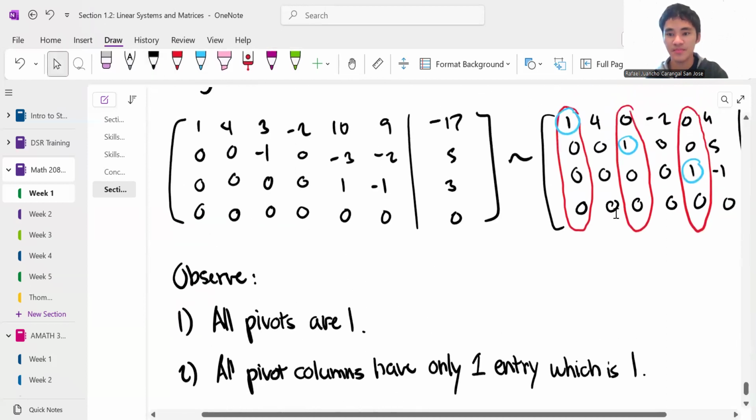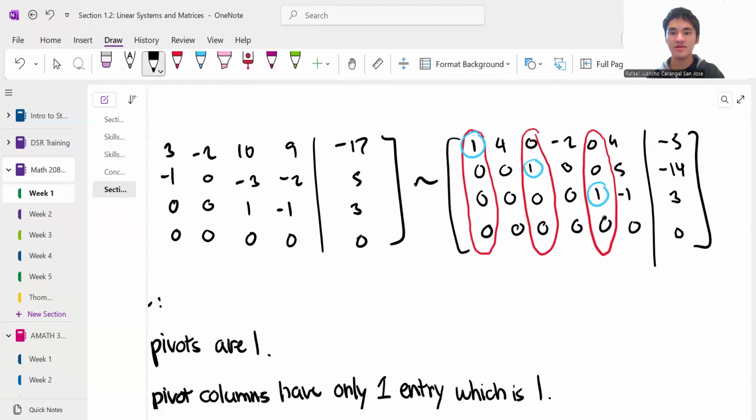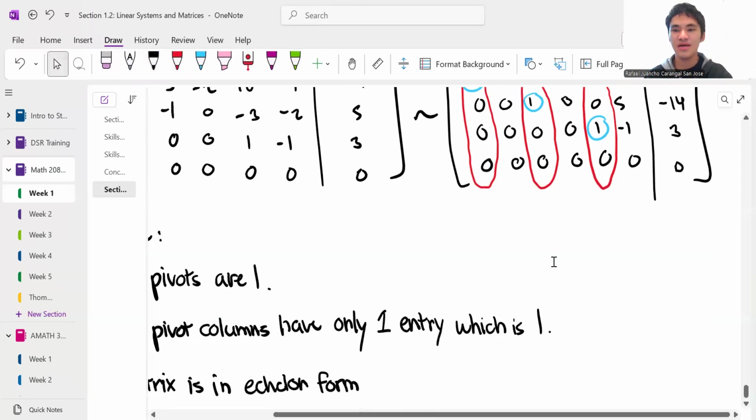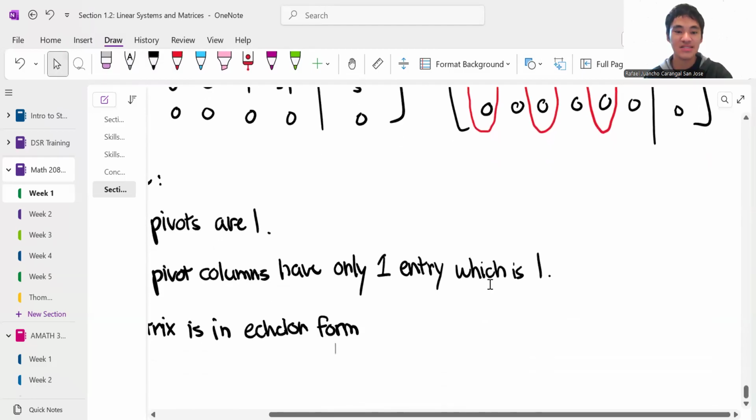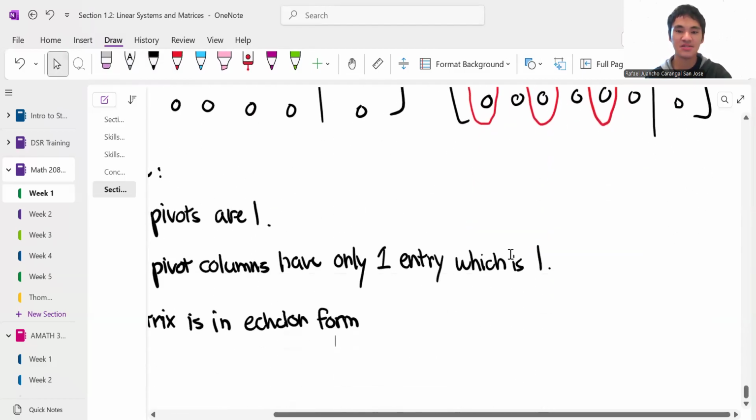How do we know? Well, it follows the properties, right? We can see the leading term below it is to the right, and then we keep going to the right, same idea. In the definition, it tells us to the right, but it doesn't tell us exactly how many columns to the right. It just tells us to the right. So we can safely say that this matrix here is in echelon form.